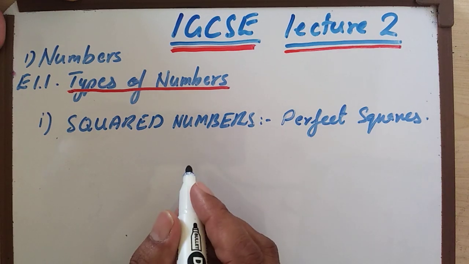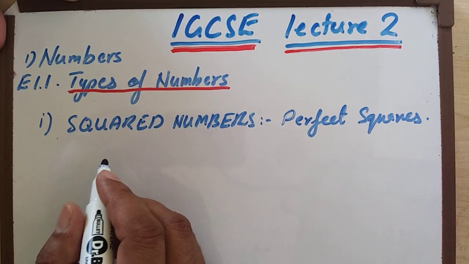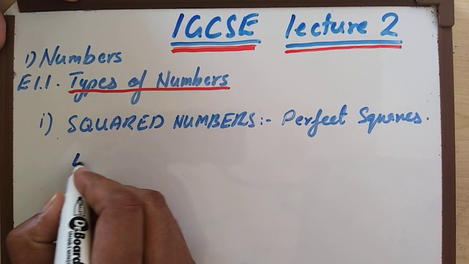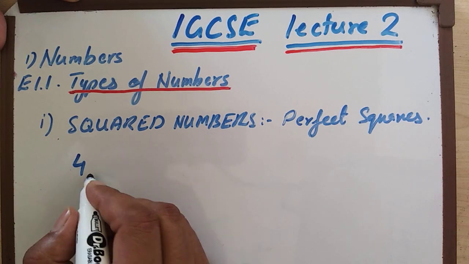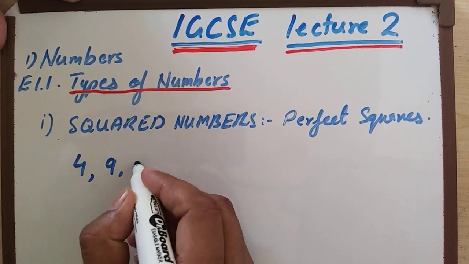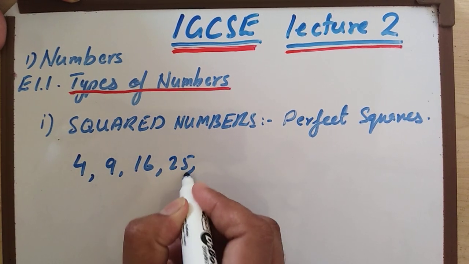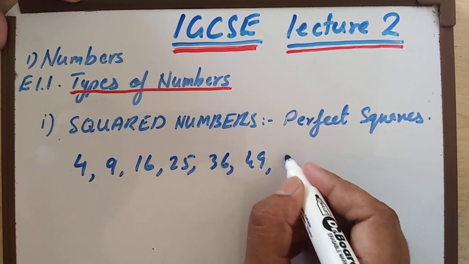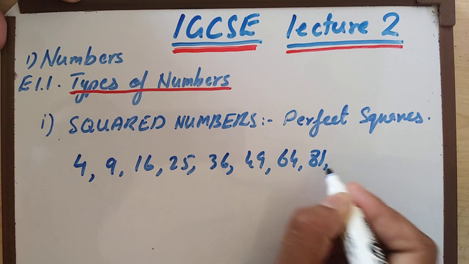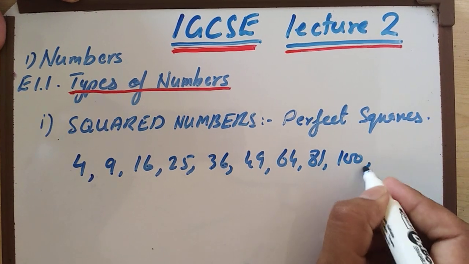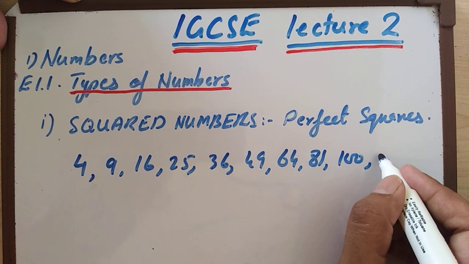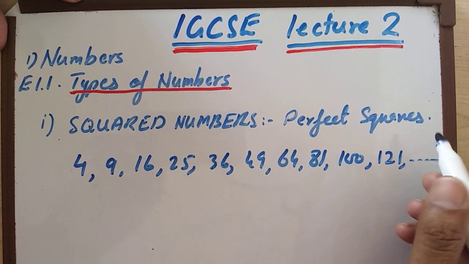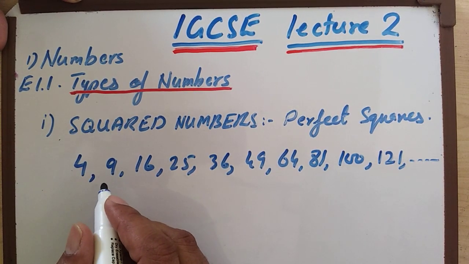So in the series of the natural numbers, we have some certain numbers which are squared, like 4. 4 is basically a square of 2. 4, 9, 16, 25, 36, 49, 64, 81, 100, 121, and this continues.